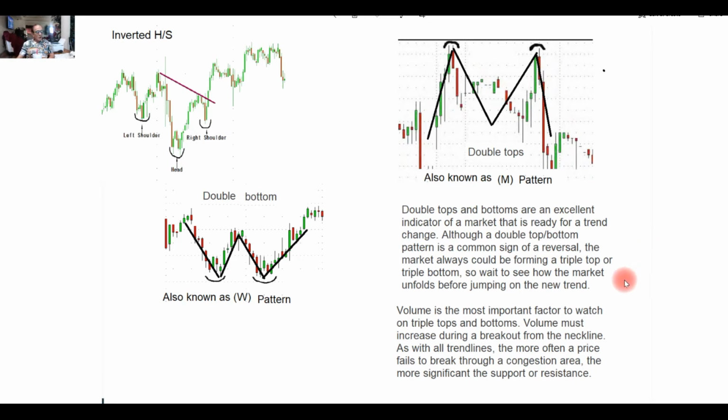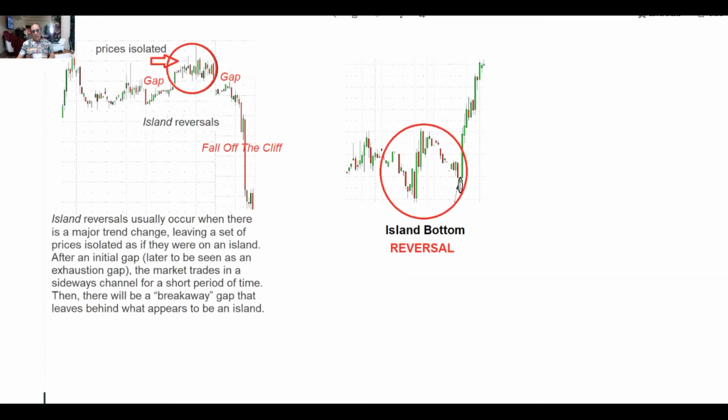The market could always be forming a triple top or triple bottom, so you have to wait to see how the market unfolds before jumping into the new trend. So we could have a triple top or triple bottom. If you're a day trader, you can trade this daily, going up or down on it, depending on whether you're short in the market or not. But a long-term investor doesn't want to do this, because it's going to give you headaches every time this thing drops, and you don't know where it's going yet.